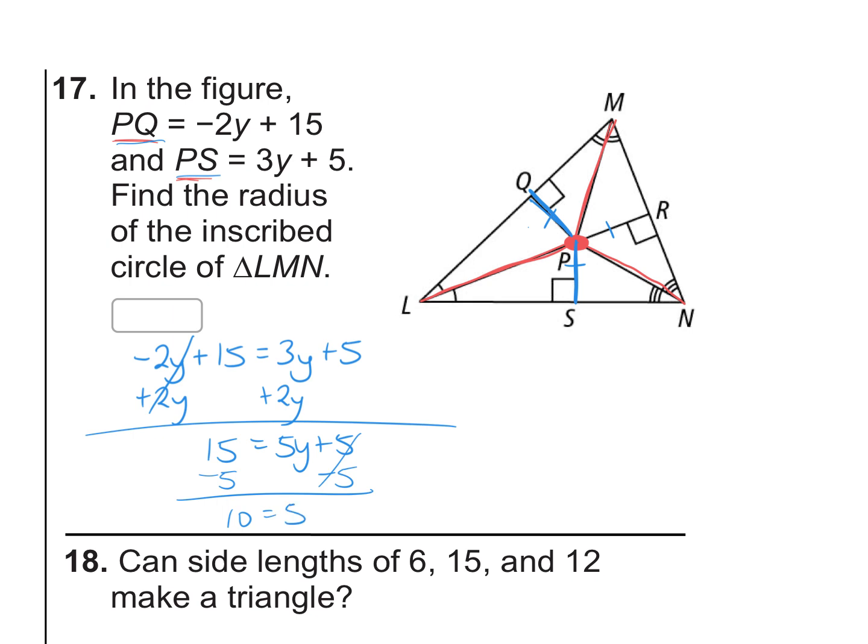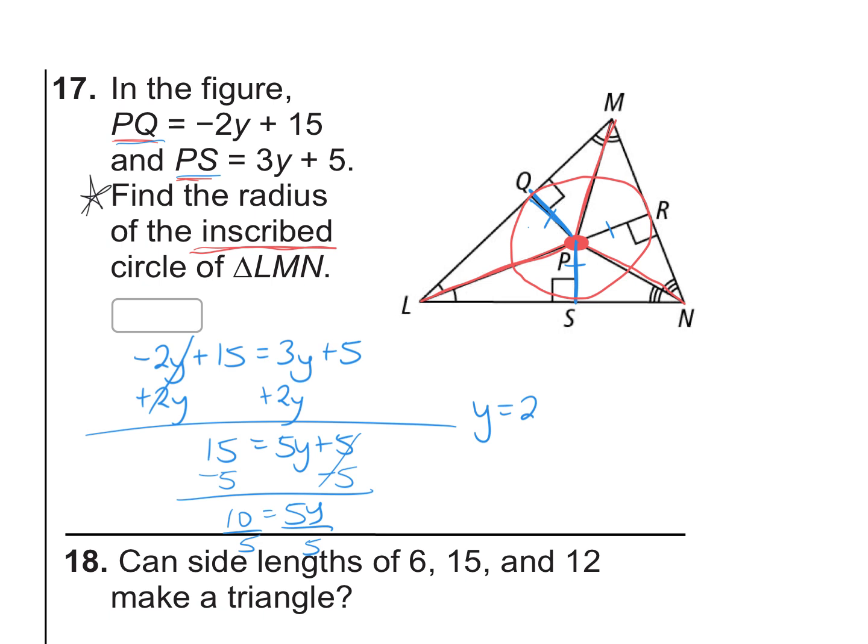What did you guys end up getting for y? Y should be 2. A lot of us go like this. Are we done? No. Yes, we found y, which is very helpful, but we have the second half of the question to answer. Find the radius of the inscribed circle. First, start with inscribed circle. What is that? Inside or outside? Inside circle.